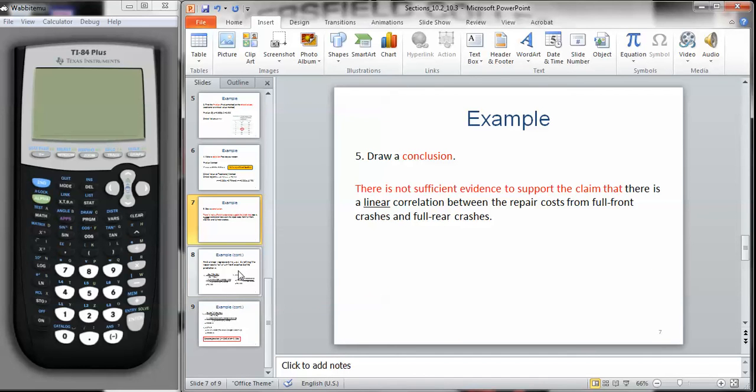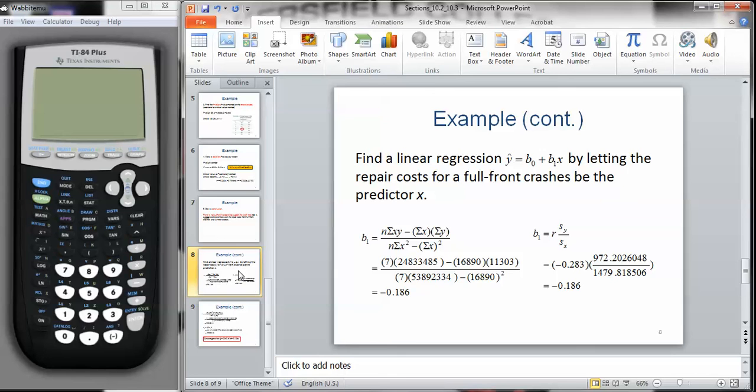Now finally, I'd just like to show you how to find a linear regression from the same data set. Here we let the repair cost for the full front crashes be the predictor, our x. So y will be the repair cost for the full rear crashes. The linear regression is like a linear equation, so you have an intercept b0 and also a slope b1. And here we use y hat to represent our dependent variable.